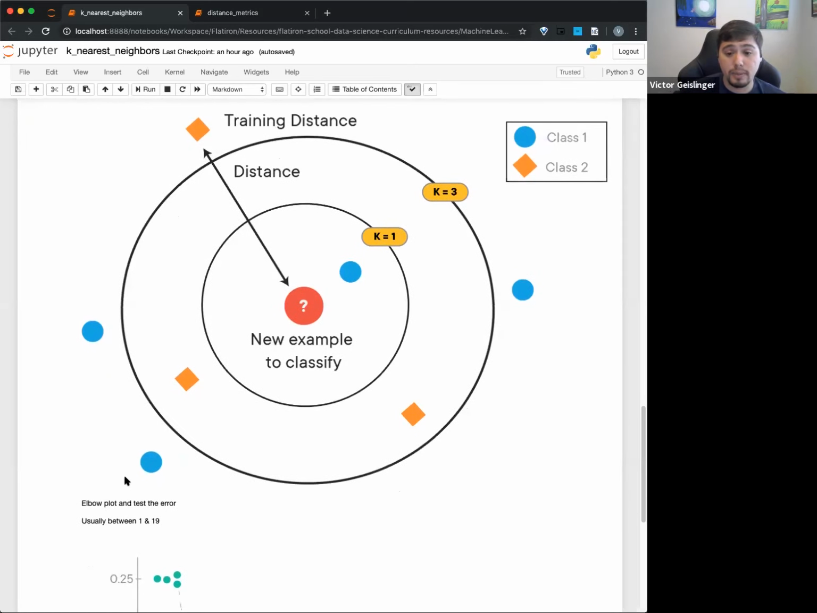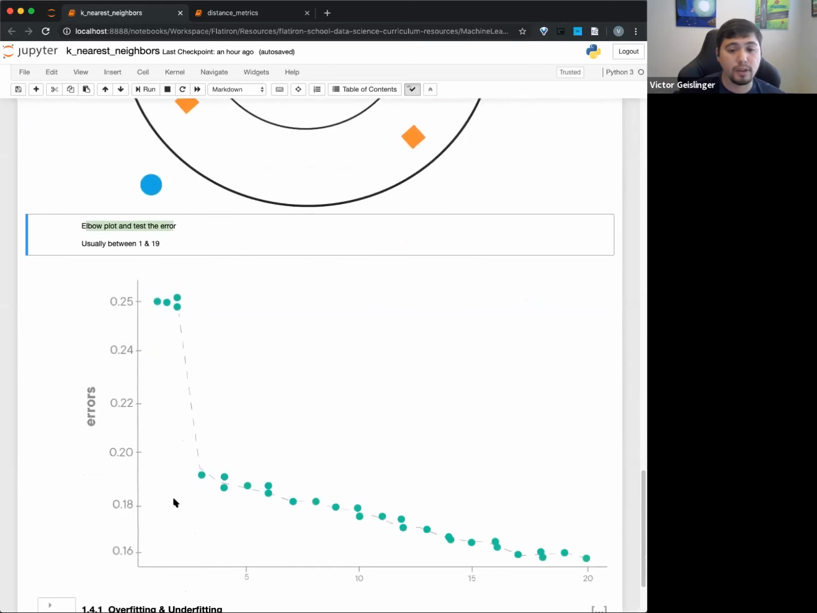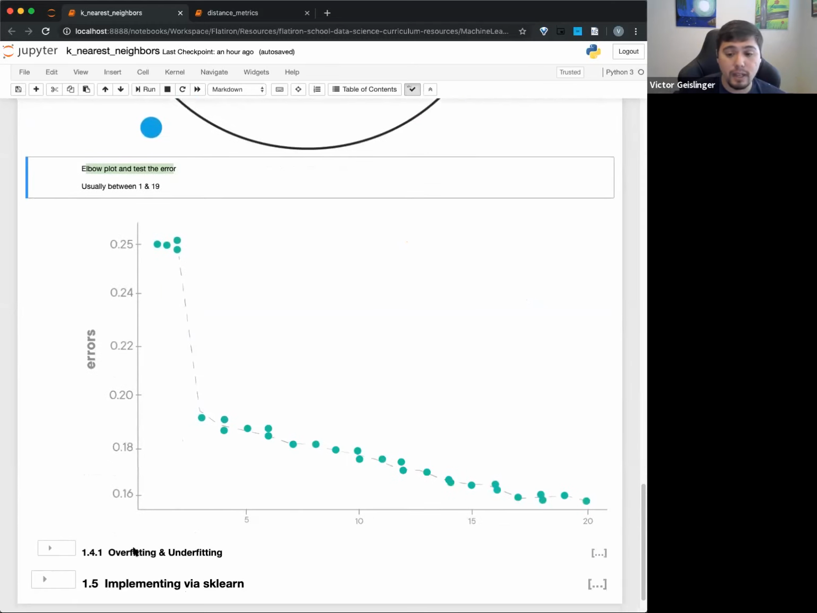So one way we can determine K is using an elbow plot to test out our error. I think this is also from the curriculum itself. Basically you increase K going through, and usually it's between 1 and 20. Obviously you need at least 1 for K-nearest neighbors, but about 20 is as high as you really need to go. I could maybe see situations where it's higher, but usually after 19 points, it's pretty good. It's not going to perform any better.